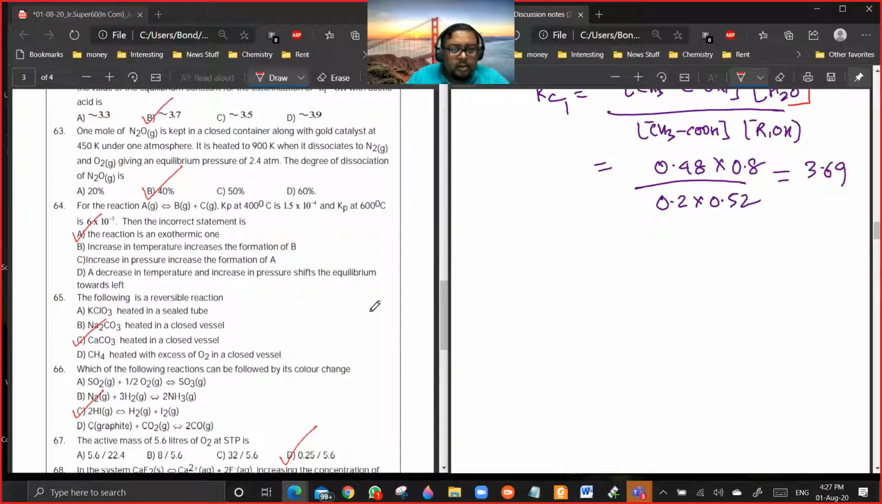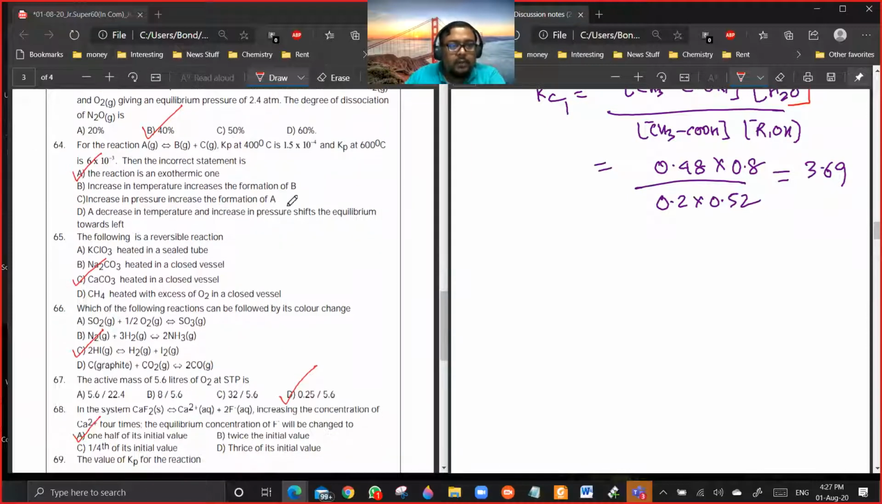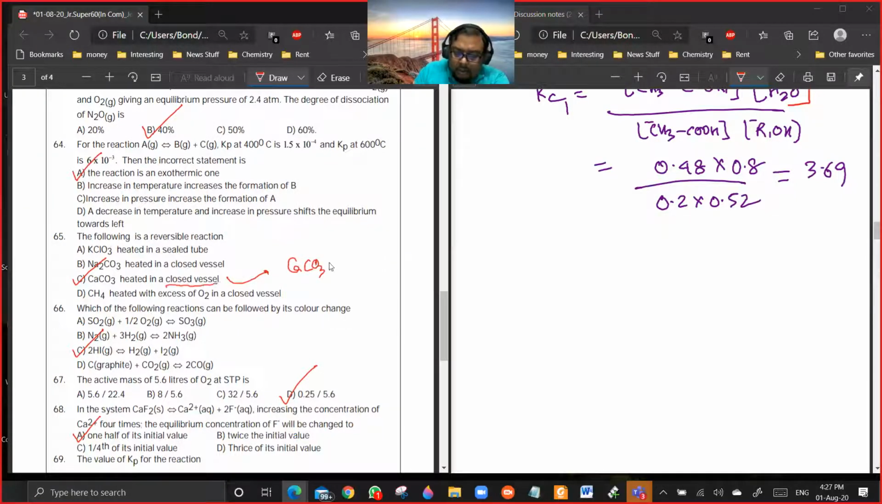63 or 4? 65. 65, which is saying which of them is a reversible reaction. So you see CaCO3, when you are heating in a closed vessel, then you will be getting an equilibrium CaO plus CO2. In this case, this is an equilibrium because CO2 can react back with CaO to give CaCO3.